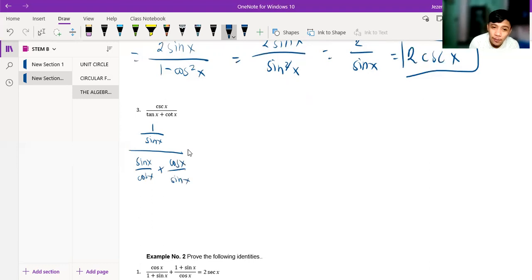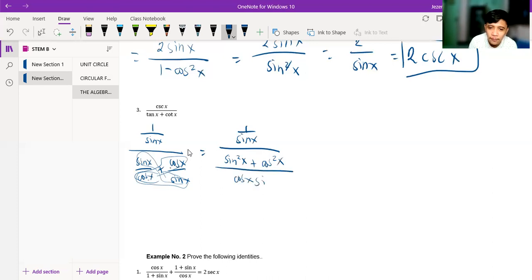Diba? So, butterfly method natin, ari. Yan. So, 1 over sine x over na malaki. So, sine times sine x, sine squared x. Plus cosine times cosine x, so cosine squared x. Over cosine x times sine x is cosine x sine x. And then ito, sine squared x plus cosine squared x, 1 lang yan, di ba?